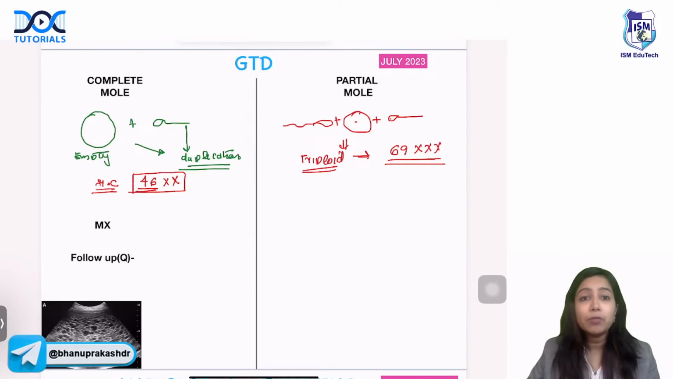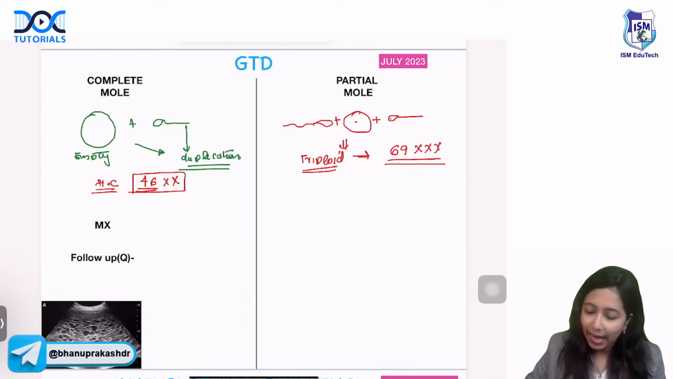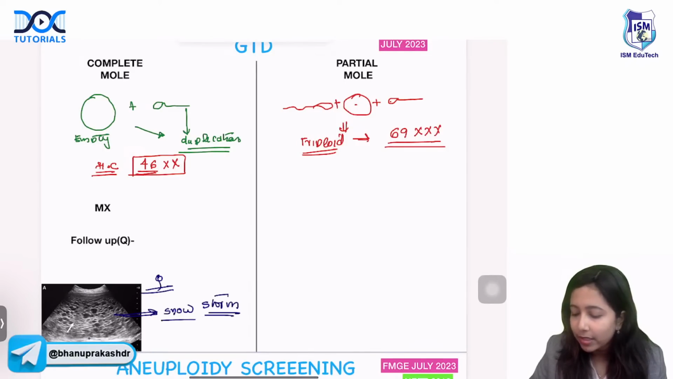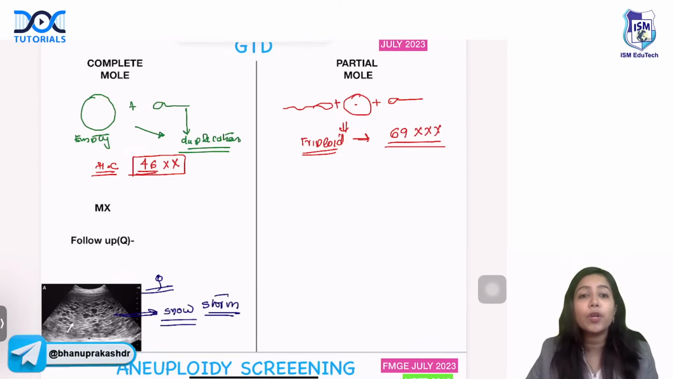This complete mole has diffuse trophoblastic hyperplasia. There is hydropic degeneration of villi. There is diffuse hydropic villi present in this. Due to this hydropic villi, it gives an appearance like a snowstorm, and it is known as the snowstorm appearance. This image is very, very important. They will give you this image and ask you for a diagnosis.